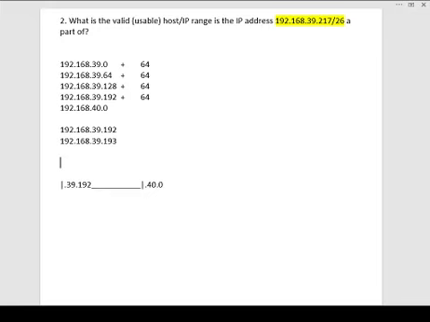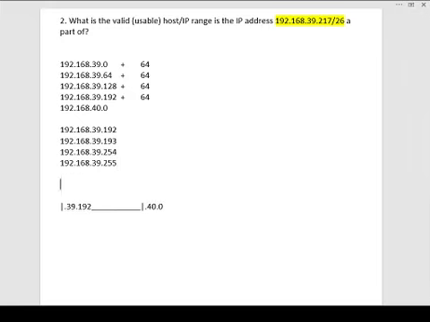Remember again, let's go with the broadcast before we figure out the last usable. Well, one less than this 40.0, obviously it's 255 because that's where it rolls. So go 255, and we know the last usable has to be one less than the broadcast, which would make it 254. Now, you want to know your range.